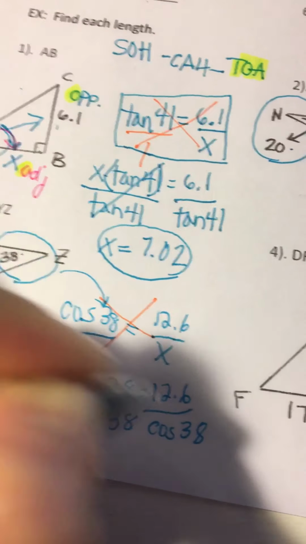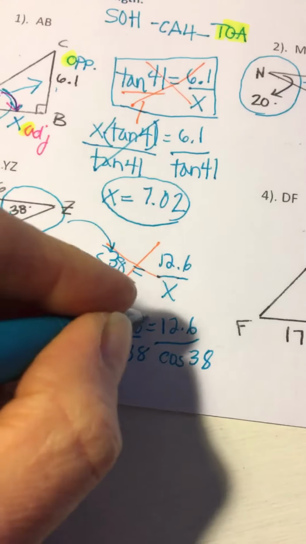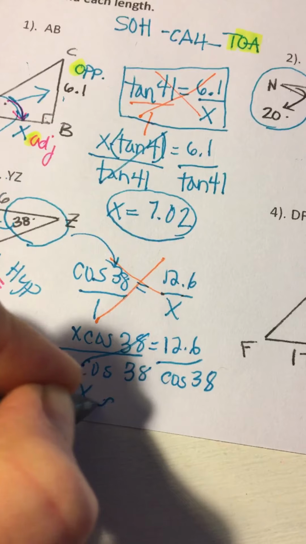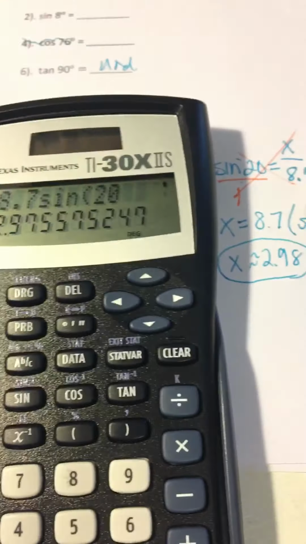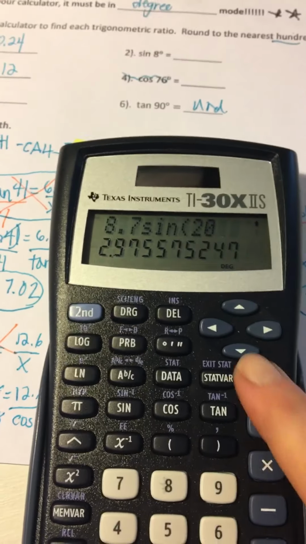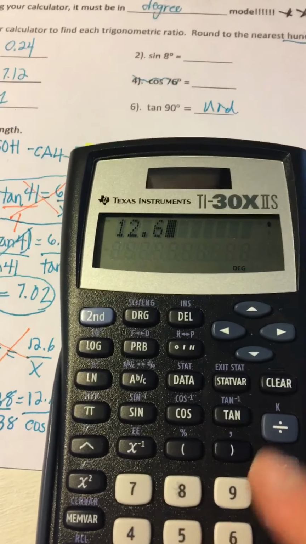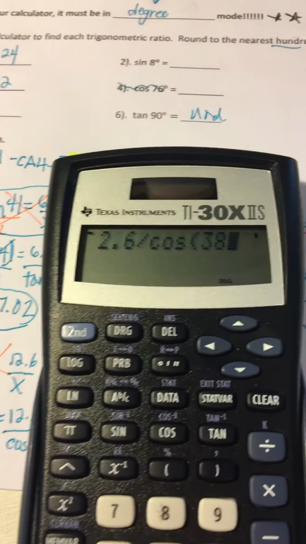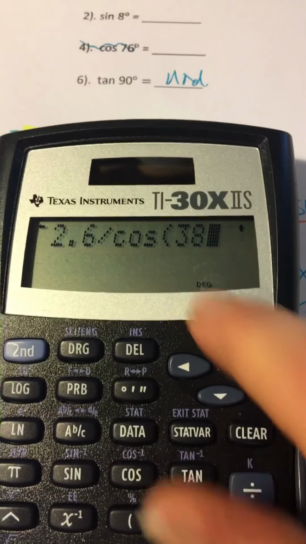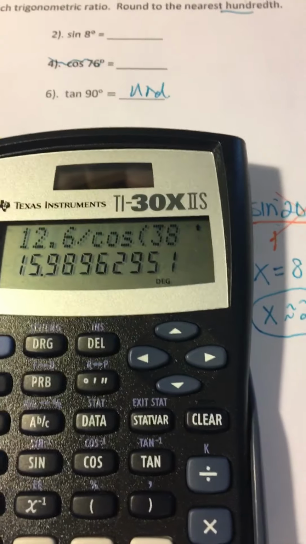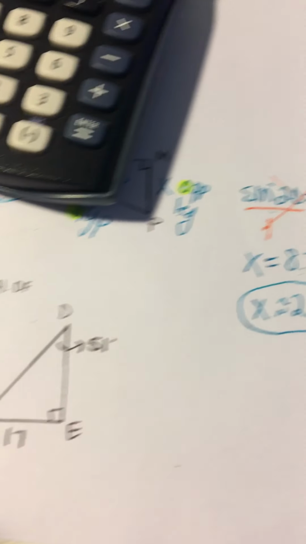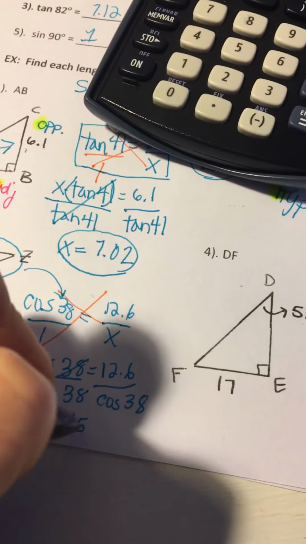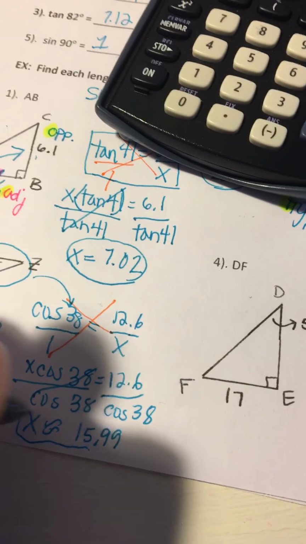Whoop, there it is. And you get x is approximately, and in my calculator, I'm going to do 12.6 divided by cosine of 38. Again, making sure it's in degrees. See, my calculator's in degrees. 15.99. That's my value of x.